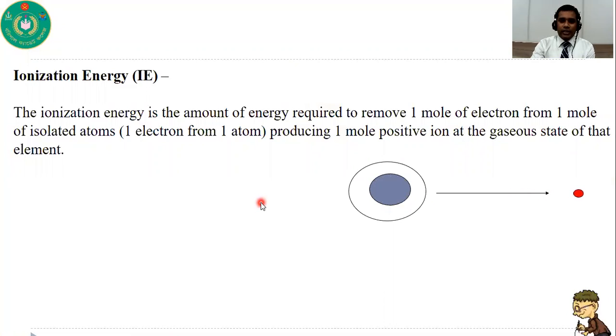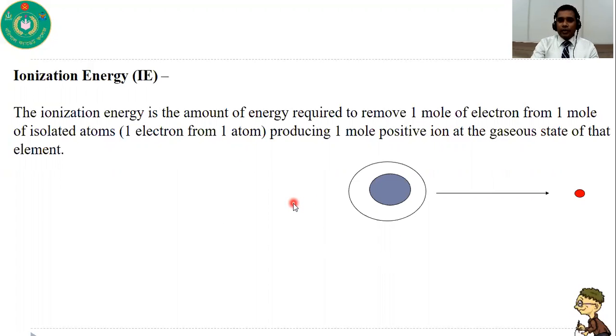Now, ionization energy. The ionization energy is the amount of energy required to remove 1 mole of electrons from 1 mole of isolated atoms. What do we mean by isolated atom? Isolated atom means 1 electron from 1 atom. So, ionization energy is the amount of energy required to remove 1 mole of electrons from 1 mole of isolated atoms and produce 1 mole of positive ions in the gaseous state. I think it is clear to you.